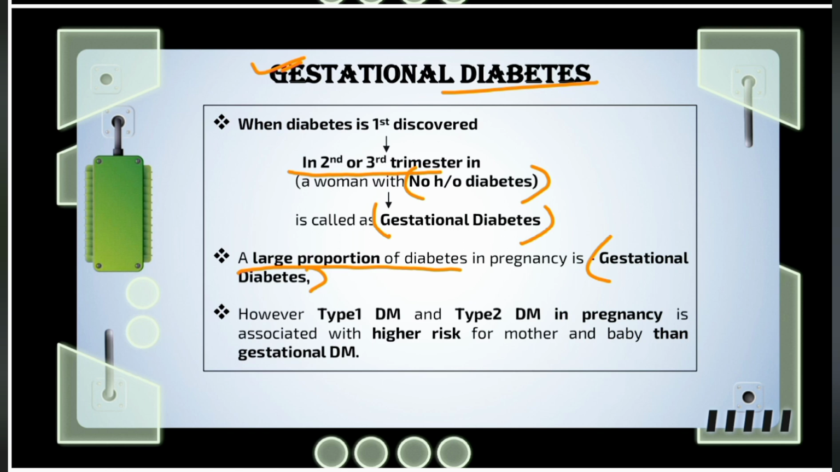However, any woman having type 1 diabetes or type 2 diabetes mellitus in pregnancy has a higher risk of abnormalities in mother as well as baby as compared to those who are having gestational diabetes mellitus.